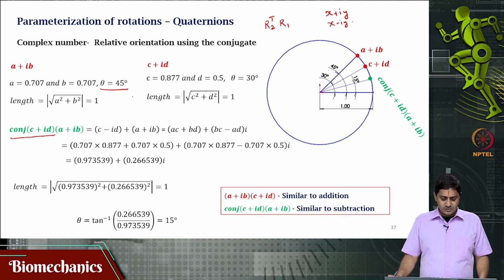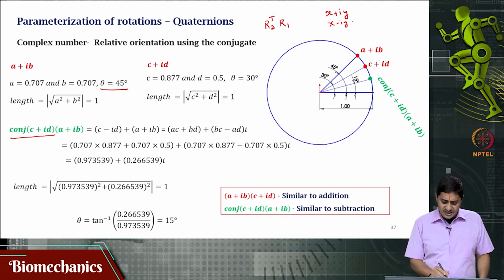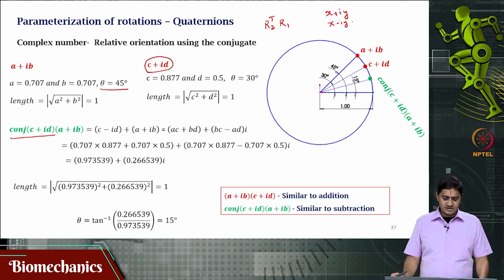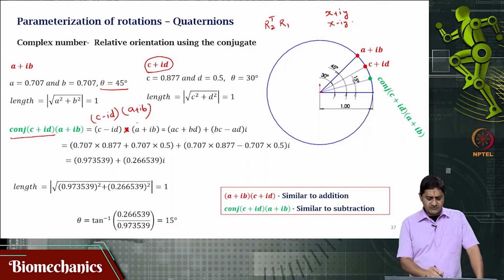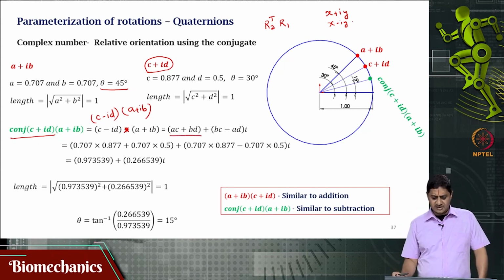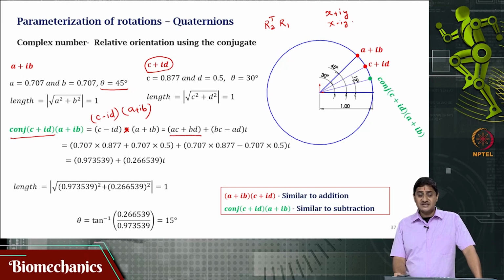Right. Now, remember both of these have length 1. Suppose I find the complex conjugate of c plus id and I multiply it with a plus ib. Here it shows actually as plus, that is actually a multiplication. Okay. So, this is actually c minus id times a plus ib. That will actually give you another complex number with real part ac plus bd and imaginary part bc minus ad.